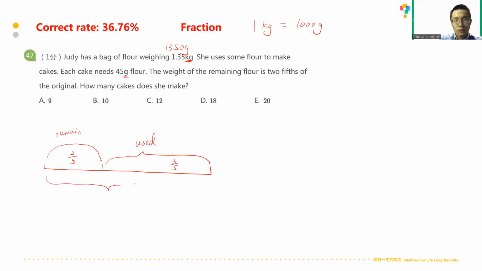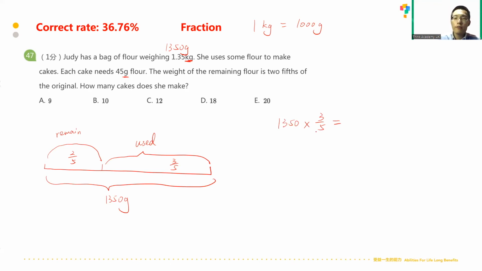And we know the whole, the total, is 1,350 grams. So to find the amount used, we simply multiply the whole by the fraction used. So it's 1,350 times 3/5. That will give us the exact number of grams of flour we have used.